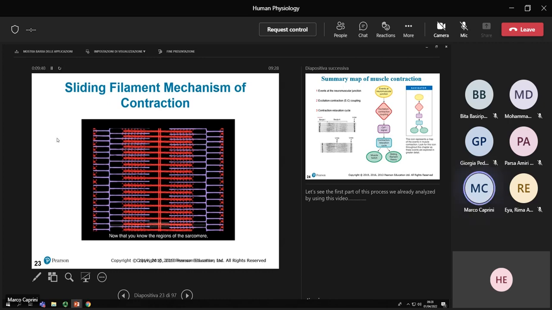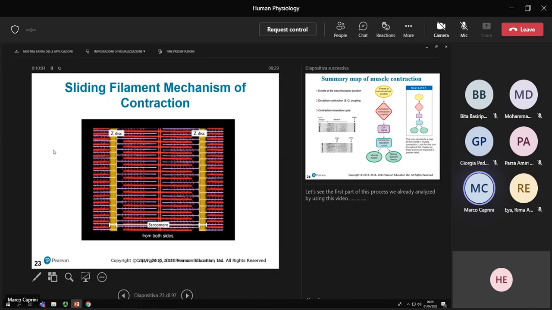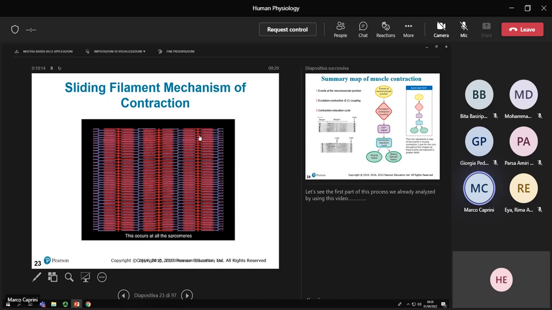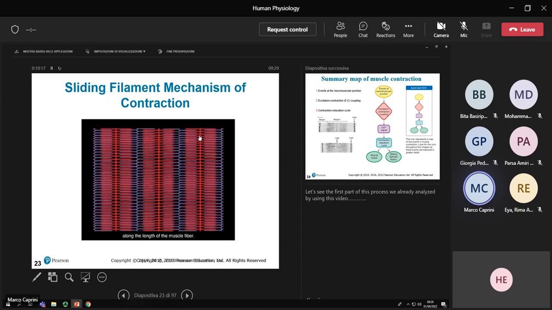Now that you know the regions of the sarcomere, let's examine the sliding filament mechanism of muscle contraction. Recall that the thin filaments extend from the Z disc toward the center of the sarcomere, overlapping partially with the thick filaments. According to the sliding filament mechanism, a muscle contracts because the thin filaments slide past the thick filaments toward the center of the sarcomere from both sides. In doing so, they pull the Z disc at either end of the sarcomere toward the central M line, shortening the sarcomere. This occurs at all the sarcomeres along the length of the muscle fiber.